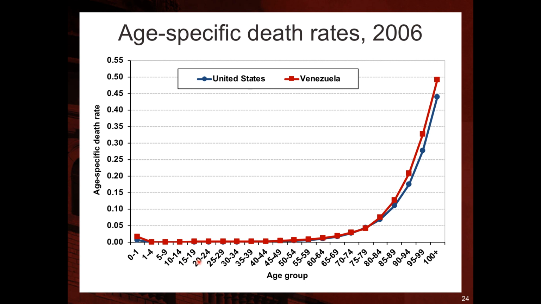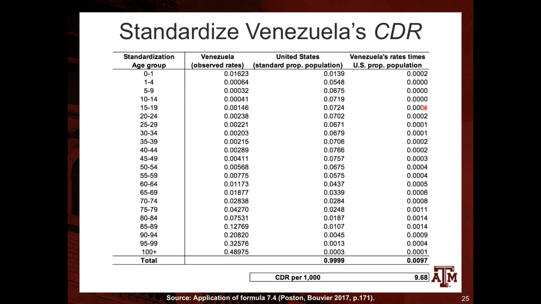So what we have to do is to standardize the age-specific death rates of Venezuela in the US before you compare the crude death rates of these two countries. Exactly because the age composition of these countries are so different, we cannot just compare their death rates without taking into account the age composition that I showed in previous graphs. That would kind of show that actually the chances of dying in Venezuela are higher than in the US. So how do we do this?